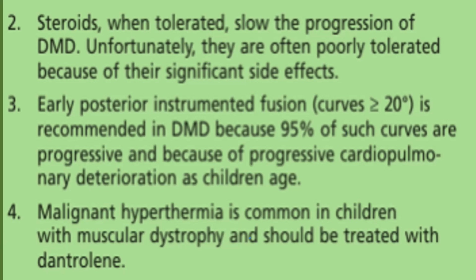Malignant hyperthermia: this is something very important, as you should warn the anesthesiologist. If you're operating on a patient who has Duchenne muscular dystrophy or Becker's, you have to warn them that they can have malignant hyperthermia. This is common in children with muscular dystrophy and should be treated with dantrolene.